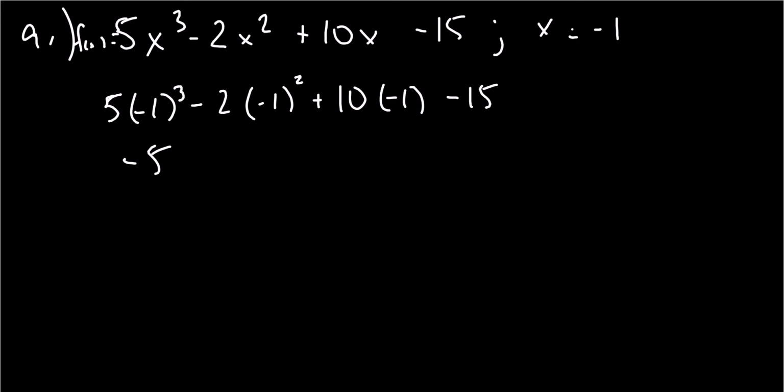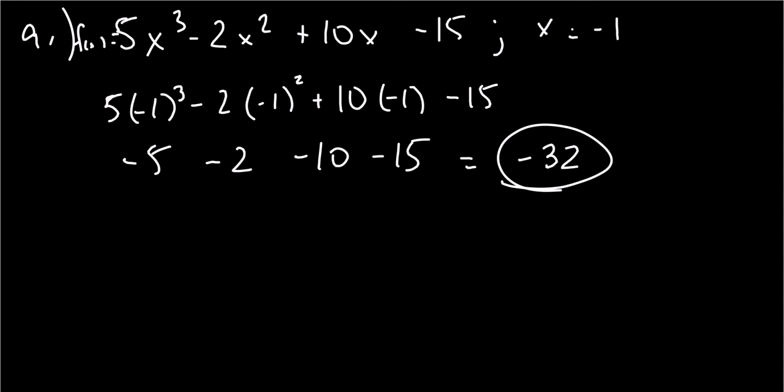Negative 1 squared is positive 1, so that's minus 2. Minus 10, minus 15. I get minus 10 minus 15, it's minus 25. Minus 5 is minus 30, so it's minus 32. Alright? Make sure you have work.